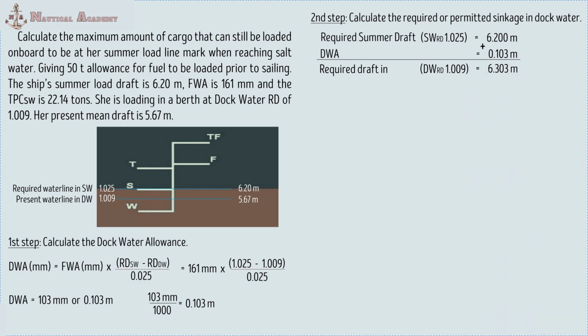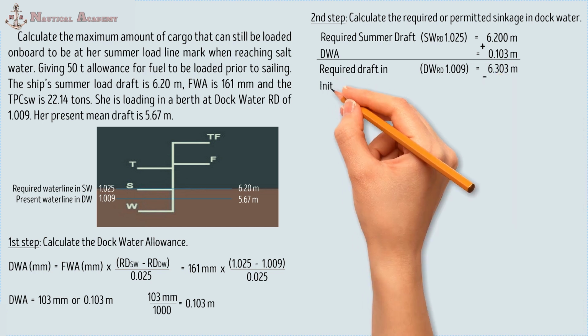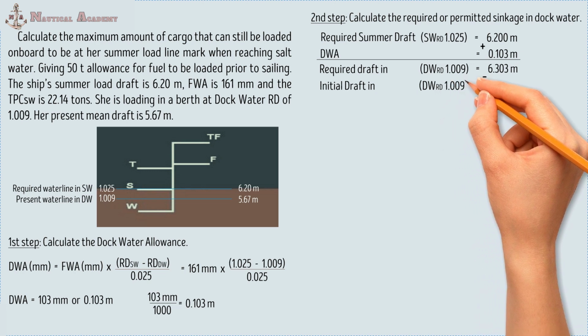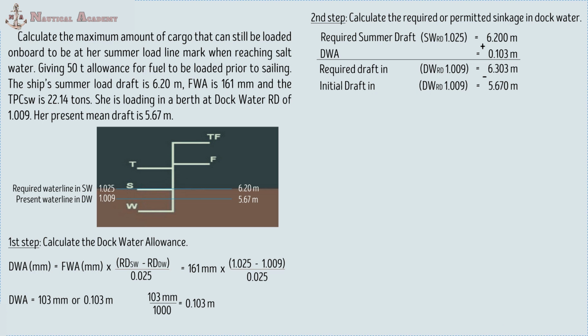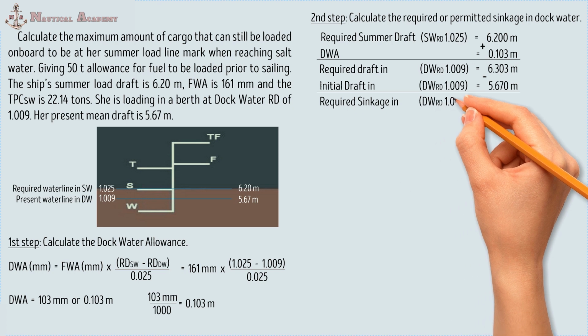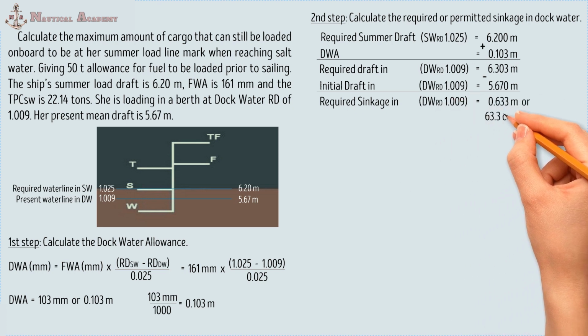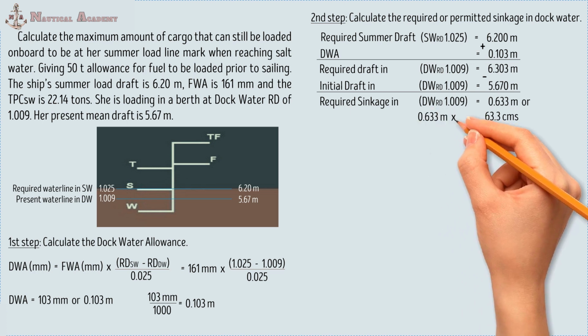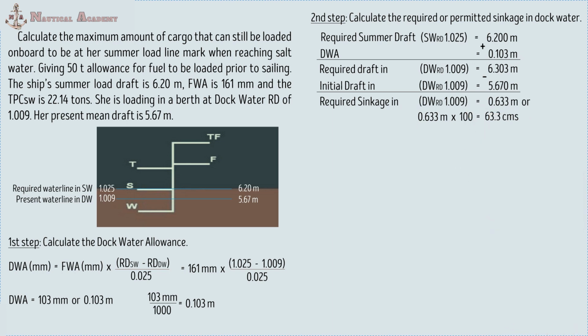1.009. Next, we need to determine how many meters more will be needed to increase the ship's mean draft to reach the target draft in dock water. We will subtract the ship's initial mean draft when she is floating in dock water at a relative density of 1.009, which is 5.67 meters. The required increase in mean draft, or what we call the required sinkage in dock water, is 0.633 meters or 63.3 centimeters. We need to convert it into centimeters because this unit is needed for the next step. To convert into centimeters, multiply 0.633 meters by 100 and we have 63.3 centimeters.